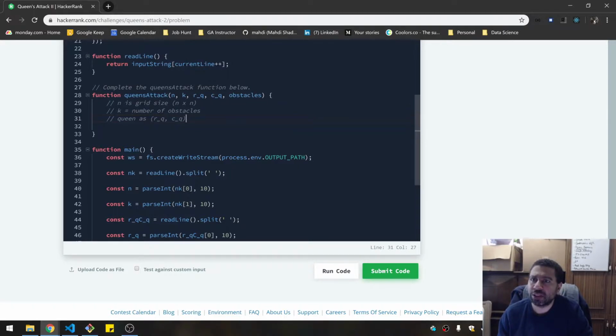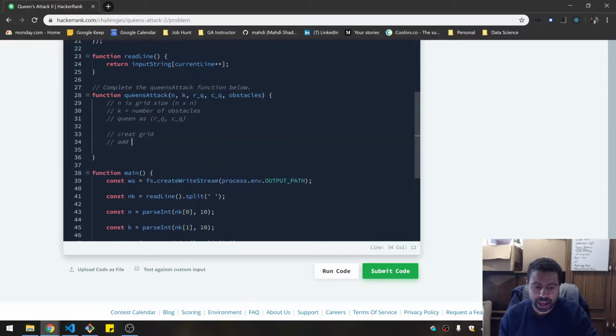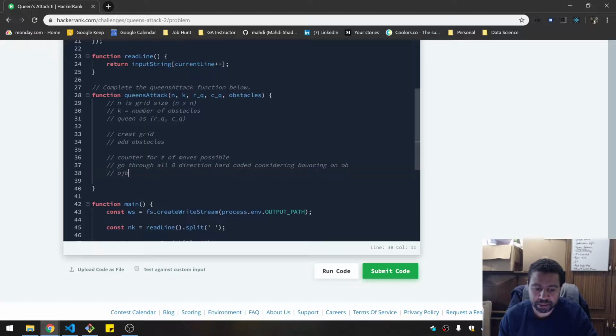I think it makes practical sense to create a grid, so I want to create the grid, add obstacles, have a counter for the number of moves possible, and then literally just go through all 8 directions, hard-coded, considering bouncing on obstacles and edges, and that's my approach. It's not very elegant, but hey, it'll work.